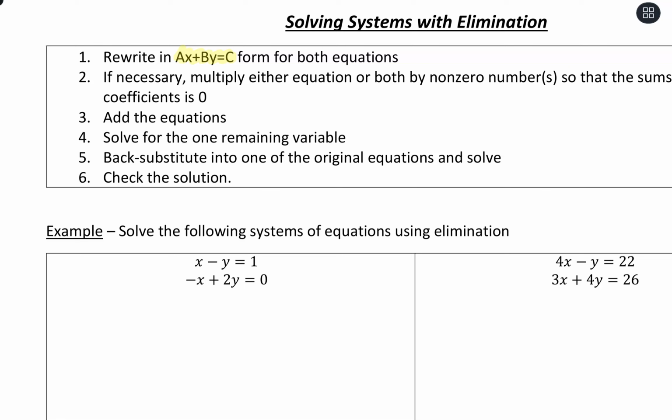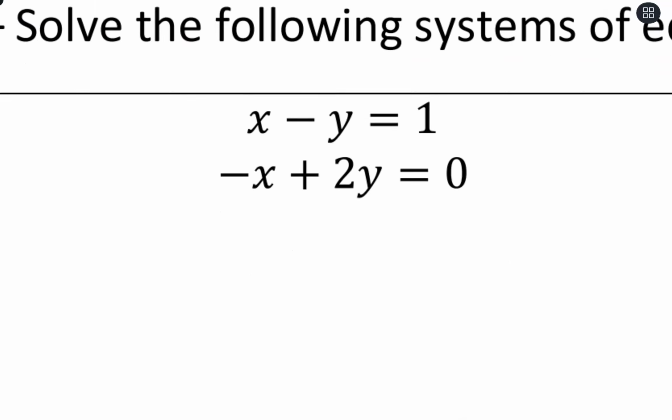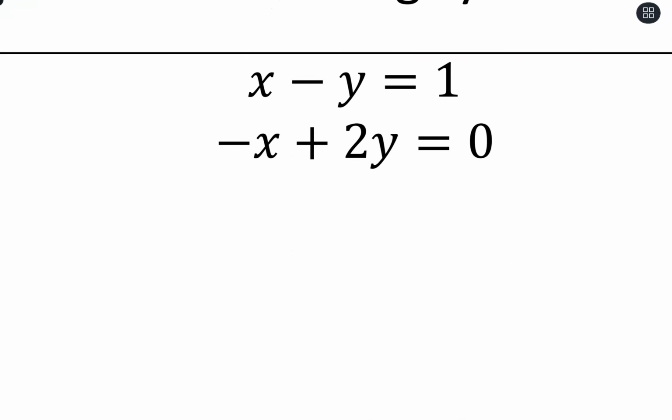Okay, if necessary, we can multiply either equation or both of them by some non-zero number, because what we're looking for is coefficients to add up to 0. And we either want to do that for x or for y. So in this first example, we don't need to do that step, but I want to show you why we want to do that.